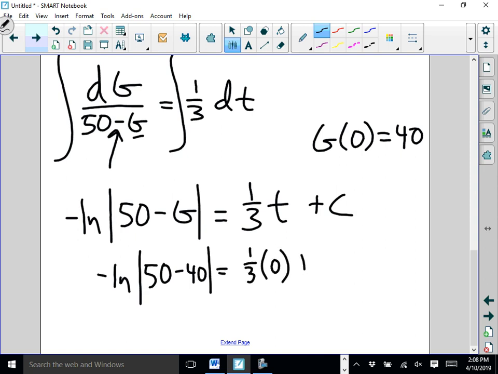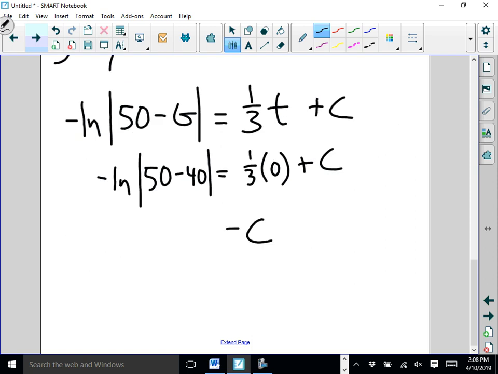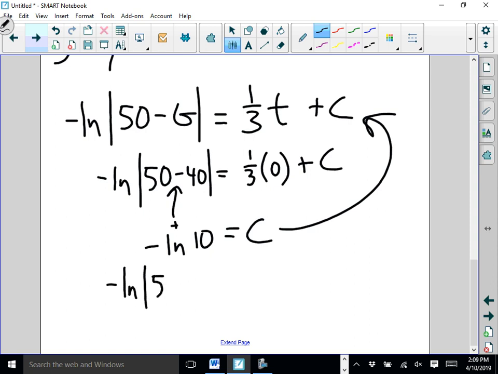1/3 of 0 is 0. So I get c equals, now again, look here, 50 minus 40, that's going to make positive 10. Because that's a positive number here, when I come to drop my absolute values, I can just drop them. I don't have to flip signs like I did in problem number 2, I think. Okay? So I get negative ln 10 equals c. I'm going to plug that into my equation right here, and I got negative ln of 50 minus g equals 1/3 t minus ln 10.